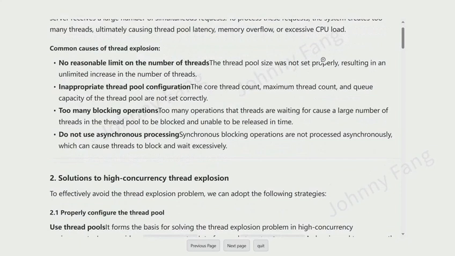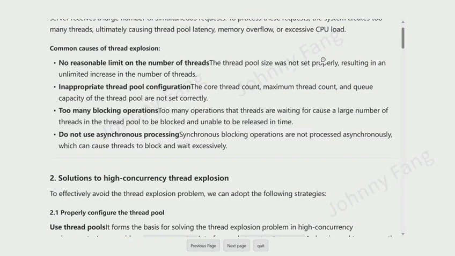There are several common reasons for thread explosion. The first, there is no reasonable limit on the number of threads. Second, the thread pool configuration is unreasonable. Third, there are too many blocking operations. The last, there is no asynchronous processing.